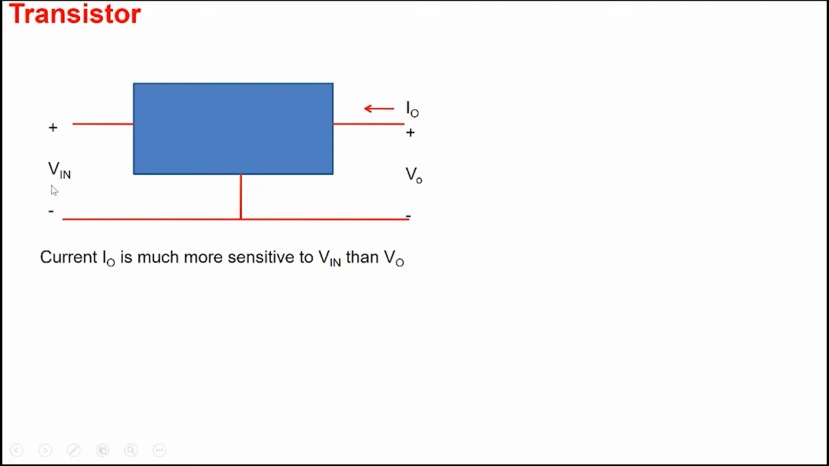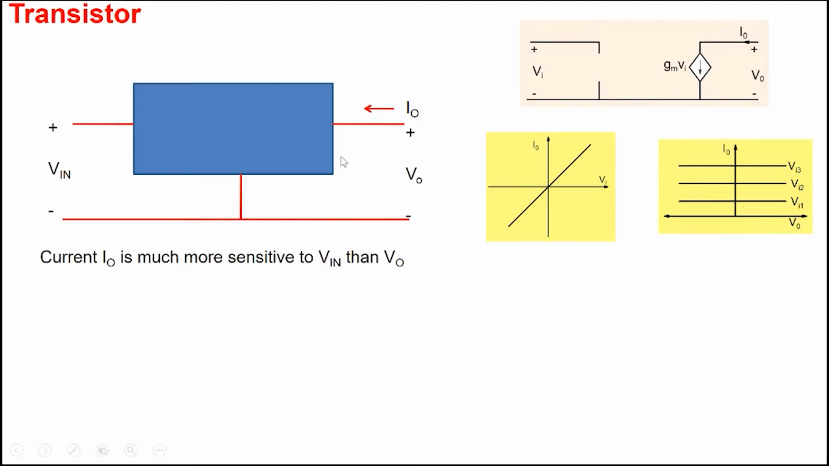Across one pair of terminals you apply input, and across another pair of terminals you take the output. So a transistor exhibits this property that the output current is much more sensitive to the input voltage as compared to the sensitivity of output current to the output voltage itself. And the sensitivity of output current to input voltage is what we call transconductance. So transistors exhibit transconductance as their prominent property, or transresistance as their prominent property, and hence the name transistor.